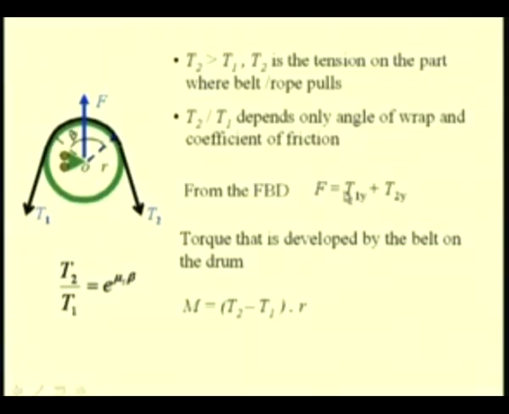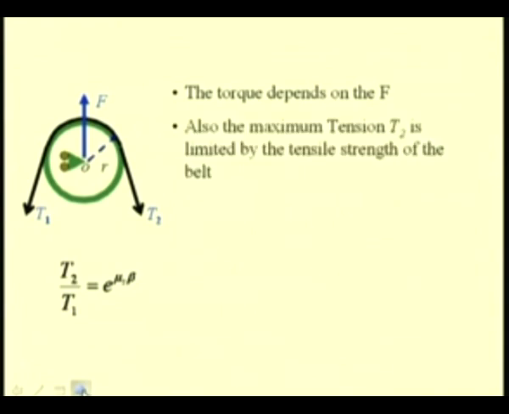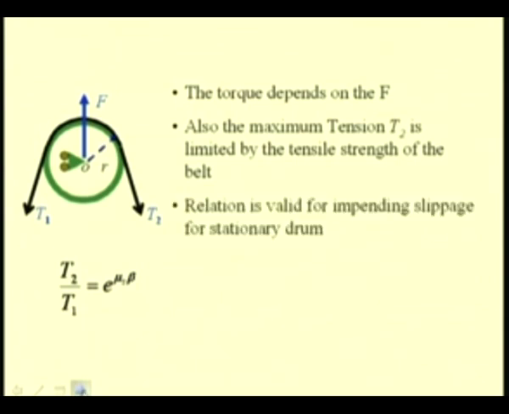but we see from this equation that the maximum tension is limited both because of the available reaction as well as because of the belt material, which can only take a certain maximum tension. So, we see that the torque depends on F and also depends on this maximum tension T2, which is limited by the tensile strength of the belt. This relation we have found for the impending slippage for a stationary drum.